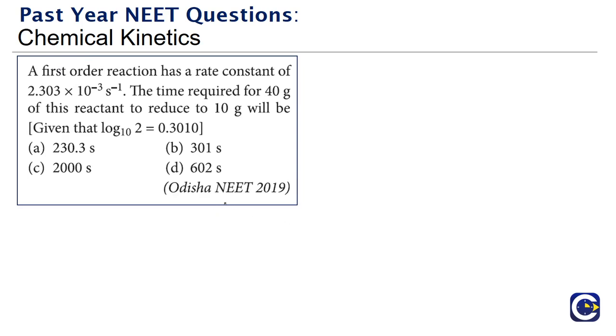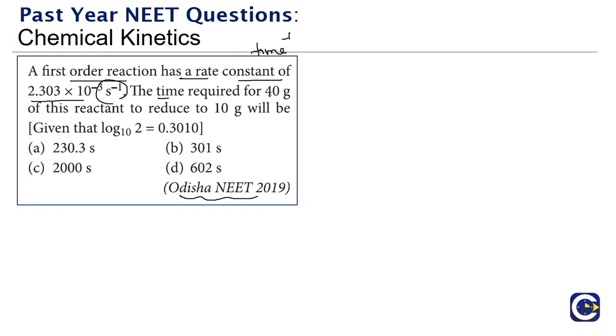Next we look at the question that came in the Odisha paper 2019. A first order reaction has a rate constant of 2.303 into 10 power minus 3 second inverse. Now remember, we can conclude whether the reaction is first order or not by looking at the unit of the rate constant. The unit of the rate constant for a first order reaction will not have any concentration term. It will have a unit of time inverse.